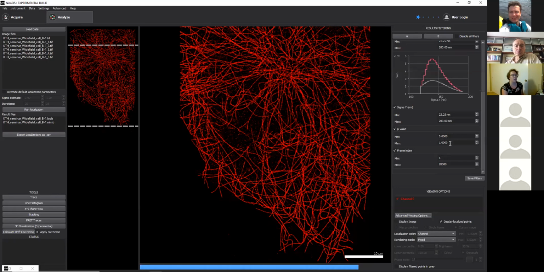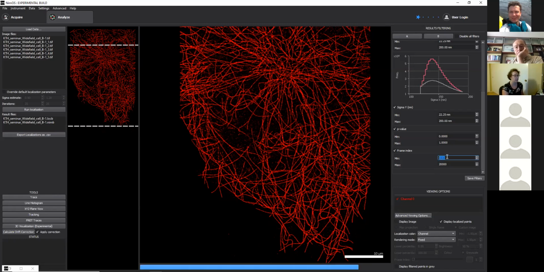The p-value describes the quality of the fit of each blink to the Gaussian. And then the frame index is exactly what it sounds like. It allows you to remove either the first few frames or the last few frames. And this might be necessary basically because at the beginning of an acquisition, you're inducing the fluorophores to blink. And sometimes with a really high density sample, those blinks are actually overlapping, and it's very difficult to detect them and fit them if they're overlapping. So you might want to filter out the first few hundred or thousand frames. So I'm just going to filter out 1,000 frames here.